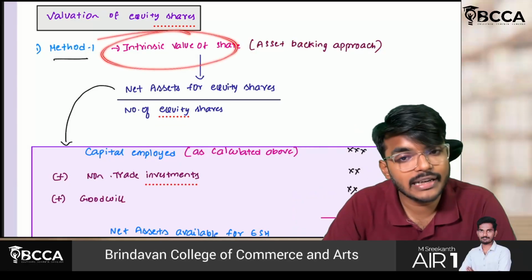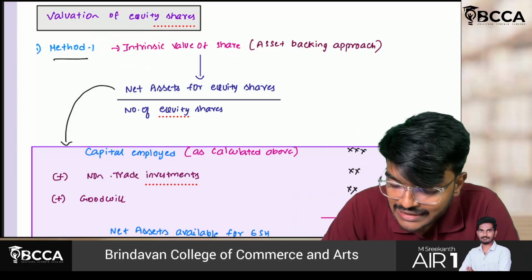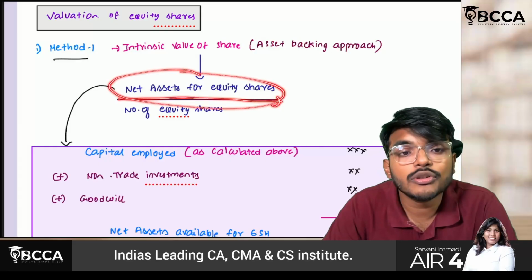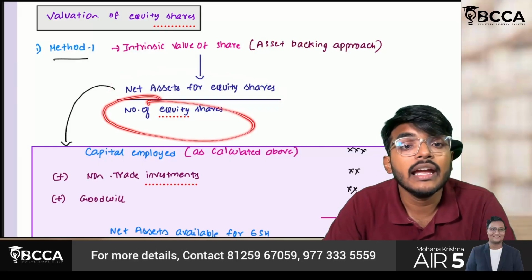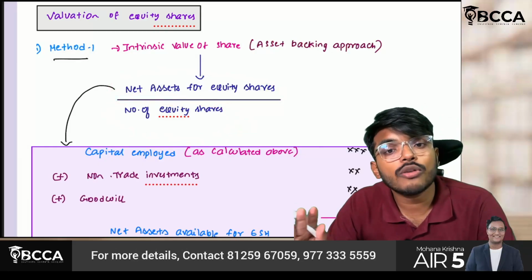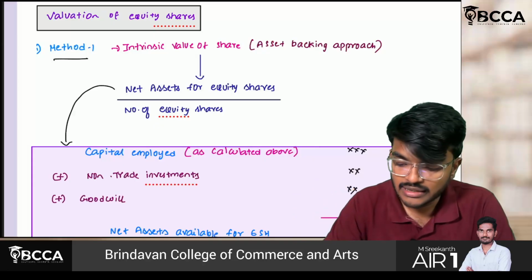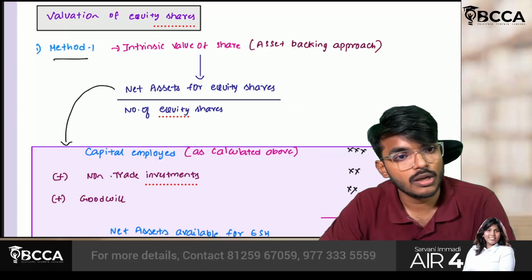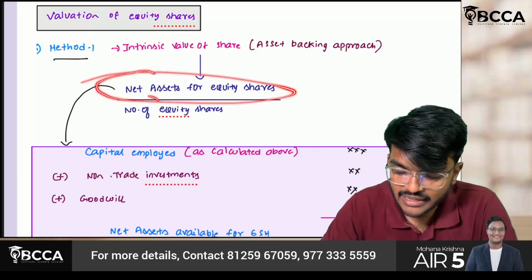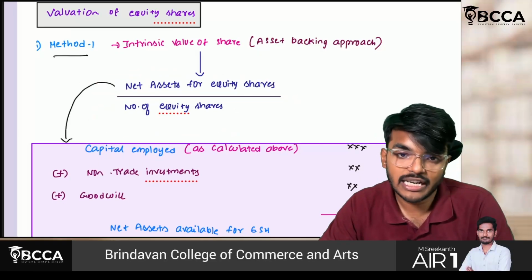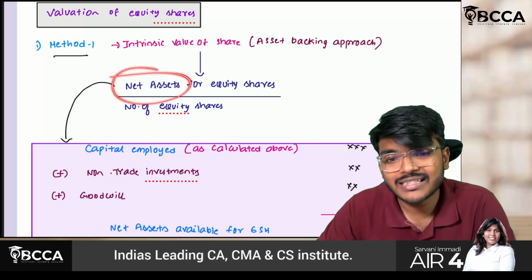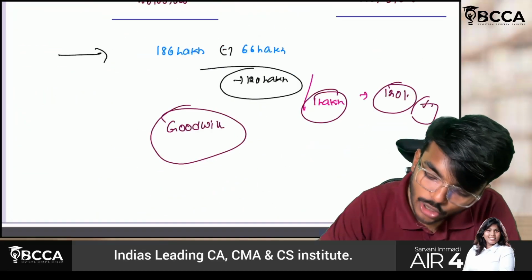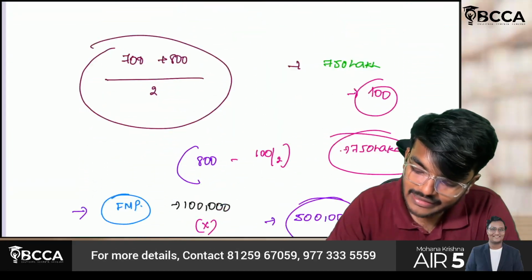Sir, how will I get this intrinsic value? Simple. Net assets for the equity shares you have to calculate, divided by number of equity shares. This is the formula which they have given in the question. Net assets for equity shares divided by number of equity shares we have to take. Sir, how will I get this net assets? If you apply common sense, you will understand how you will be getting net assets.